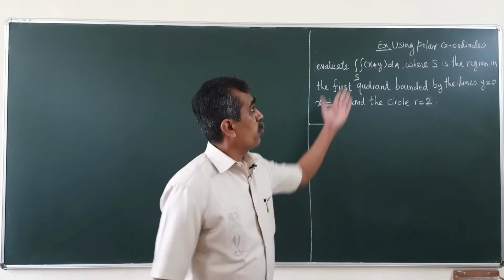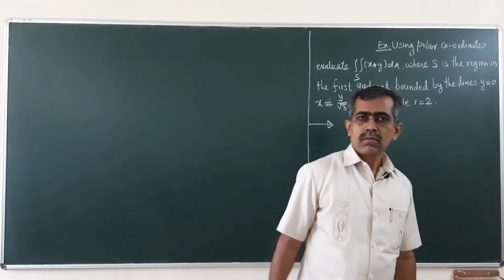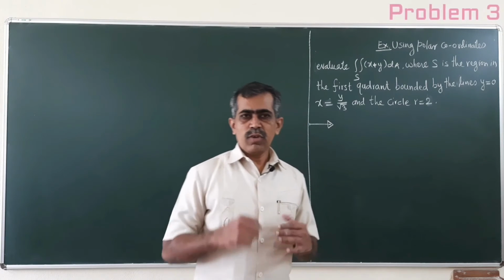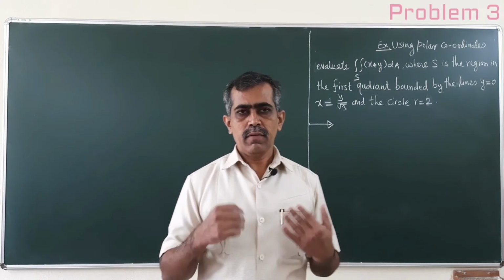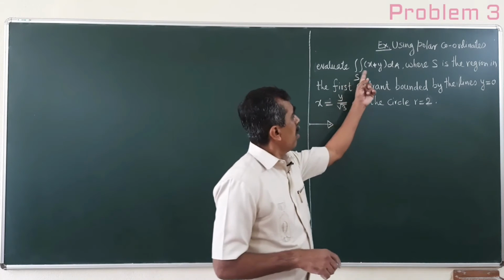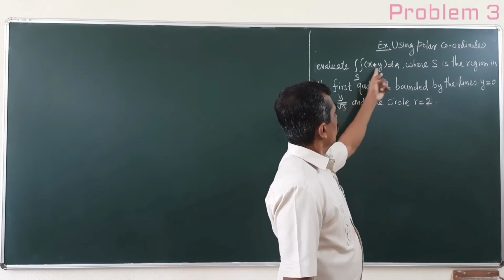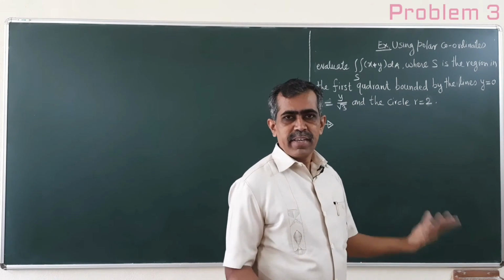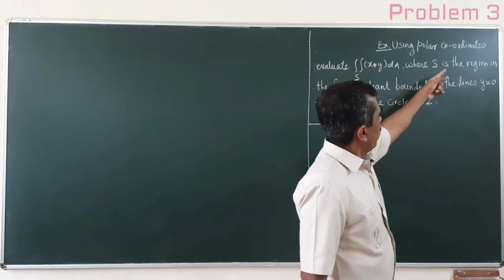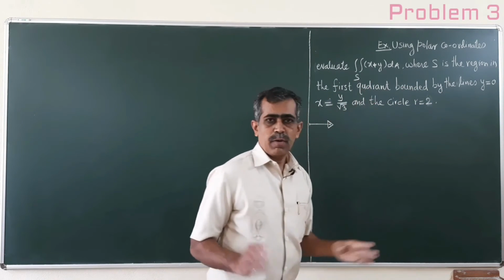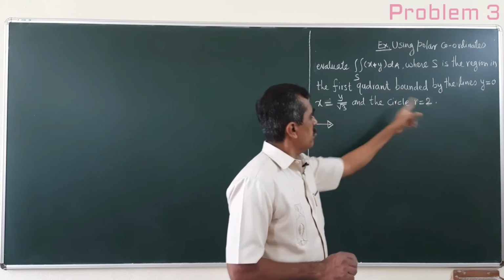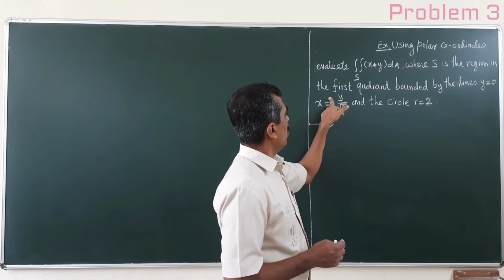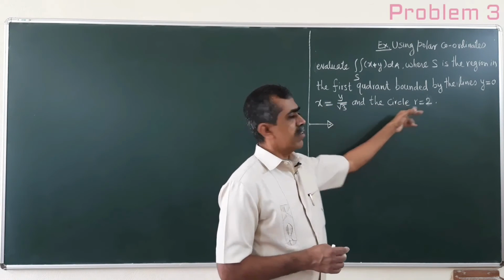Let us do one more problem on evaluation of a double integral. In the previous two examples, we were given iterated integrals. Now see the double integral over S of x plus y dA, either it may be dx dy or dy dx. What is the domain of integration? It is the region in the first quadrant bounded by the lines y is equal to 0, that is the x axis, the line x is equal to y upon root 3, and the circle r is equal to 2.